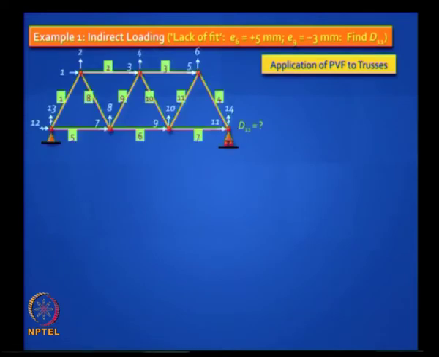So, this can be applied to finding deflections in trusses. Here is an example of indirect loading. Let us say you have a lack of fit and two of the bars have a change in length. The bar number 6 has been manufactured and came with a length which is 5 mm more than its desired length, and the bar number 9 is too short by 3 mm. So, you kind of fit things together.